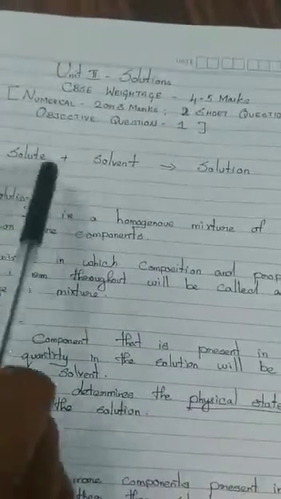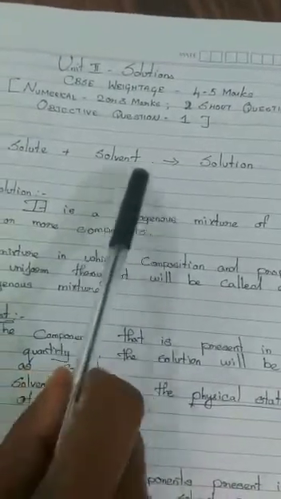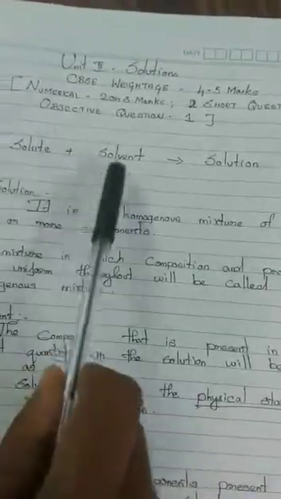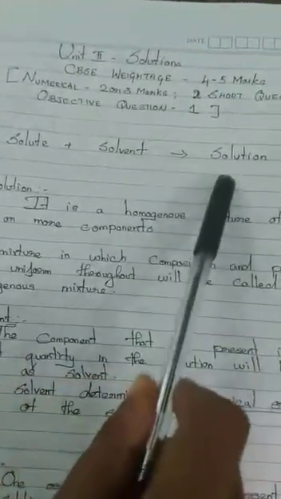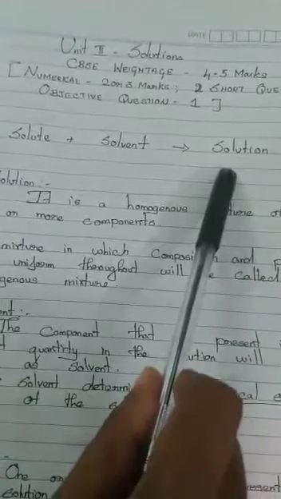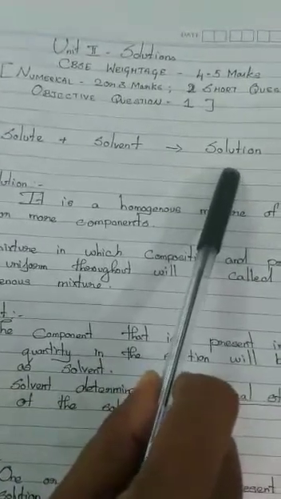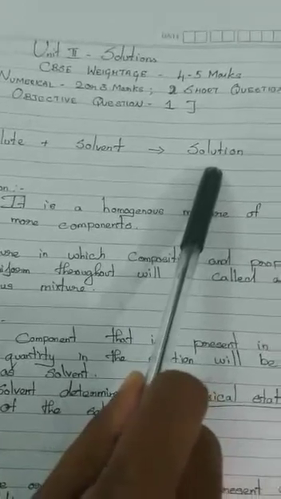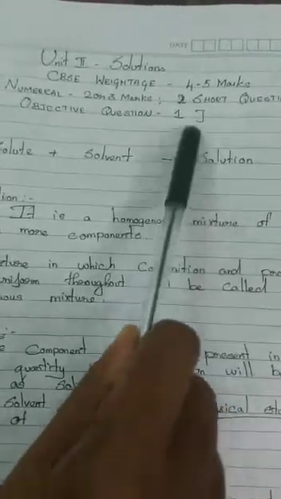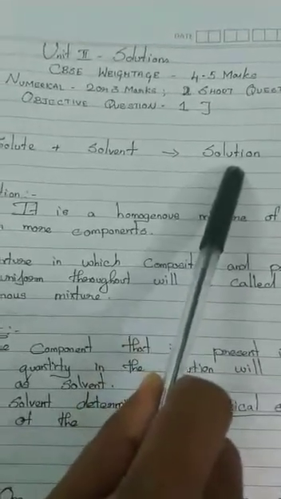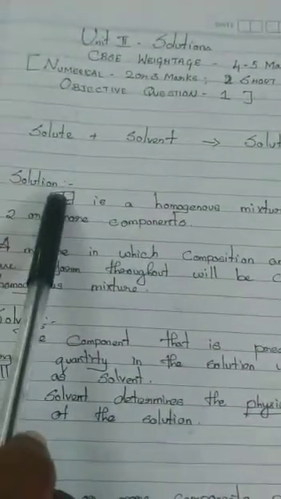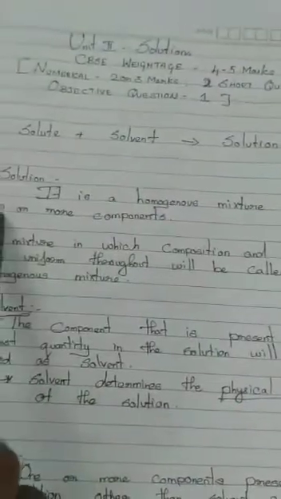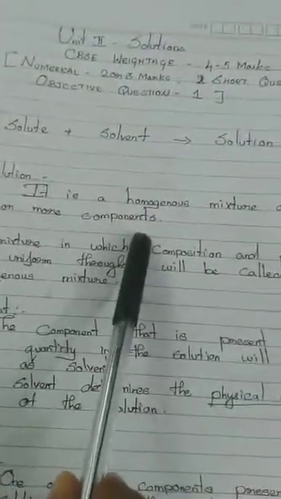When a solute is dissolved in a solvent, a solution will be formed. Once a solution is prepared, we cannot differentiate the solute and the solvent. So, how can we define this solution? Solution can be defined as a homogeneous mixture of two or more components.